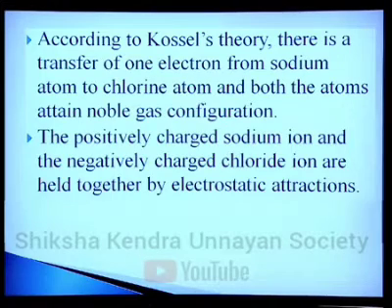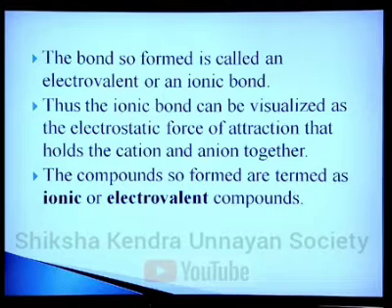If you take the example of sodium chloride, according to Kossel's theory, there is a transfer of one electron from sodium atom to chlorine atom, and both the atoms attain noble gas configuration. The positively charged sodium ion and negatively charged chloride ion are held together by electrostatic attraction. The bond so formed is called an electrovalent or ionic bond. Thus, the ionic bond can be visualized as the electrostatic force of attraction that holds the cation and anion together. The compounds so formed are termed as ionic or electrovalent compounds.